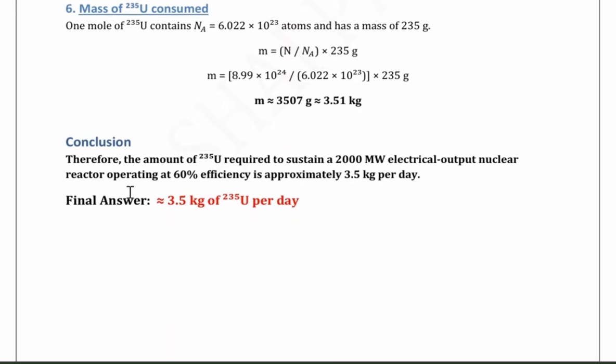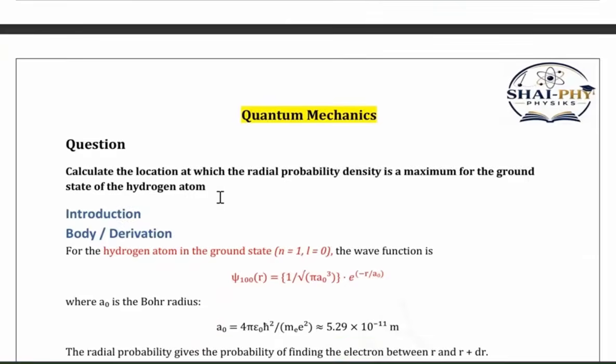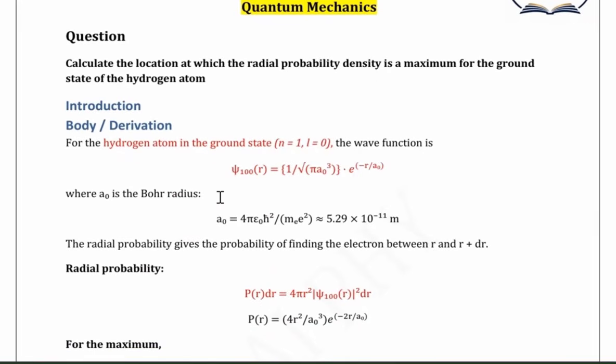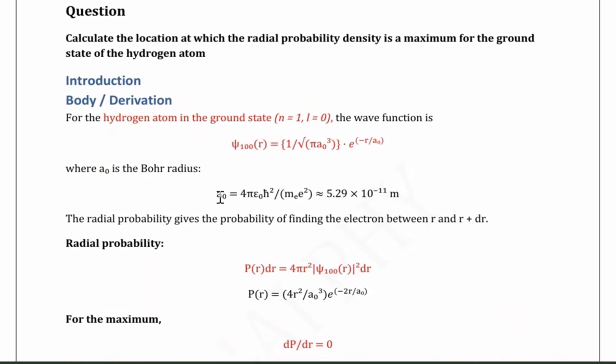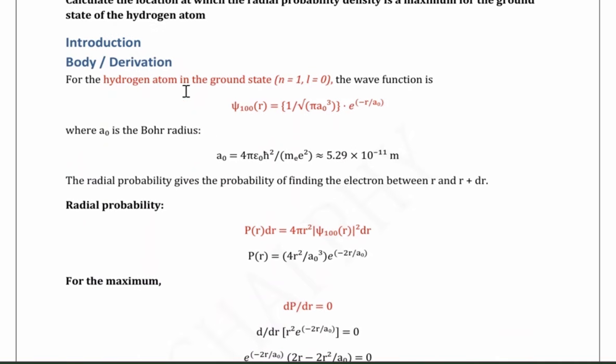This is how you have to highlight the answer, and this is the proper way to write it. Now, moving to the next question, it is from quantum mechanics. The question is: calculate the location at which the radial probability density is maximum for the ground state of the hydrogen atom. So the question is defining the hydrogen atom ground state.